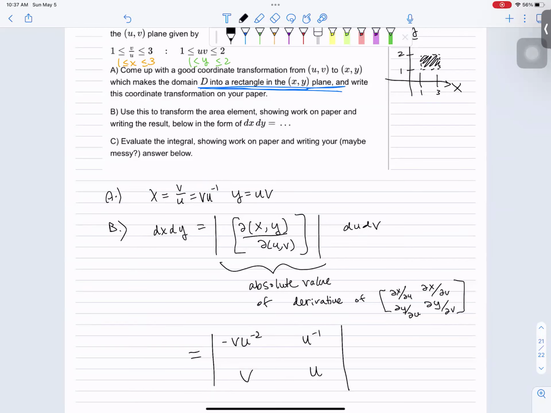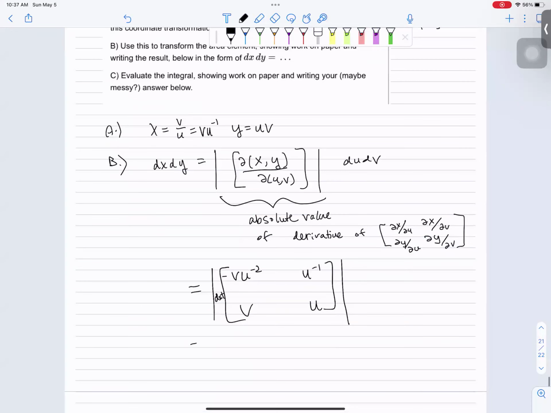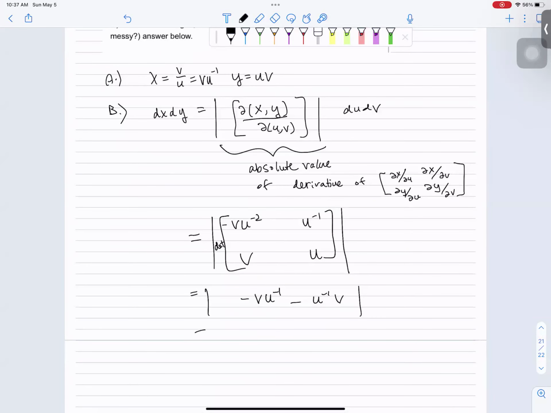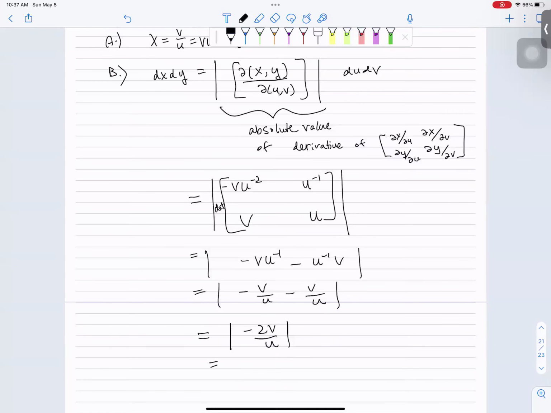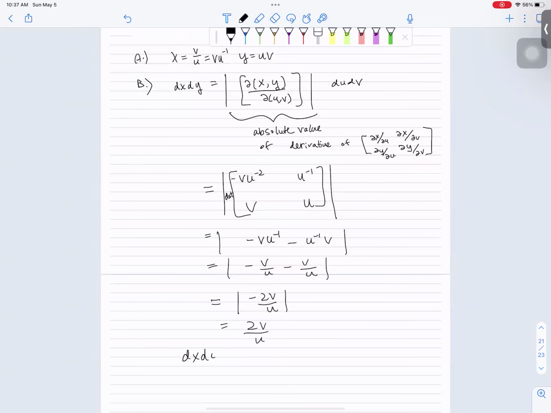So I have the absolute value of this determinant. What's the determinant? Well, it's negative v u to the negative 1 minus u to the negative 1 times v. So that's negative v over u minus v over u. So it's negative 2v over u. When I take the absolute value, it's positive 2v over u. Therefore, dx dy equals 2v over u du dv.